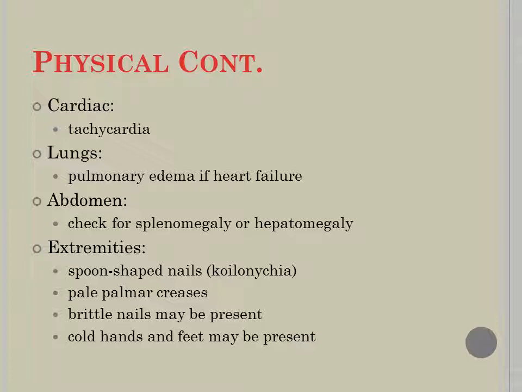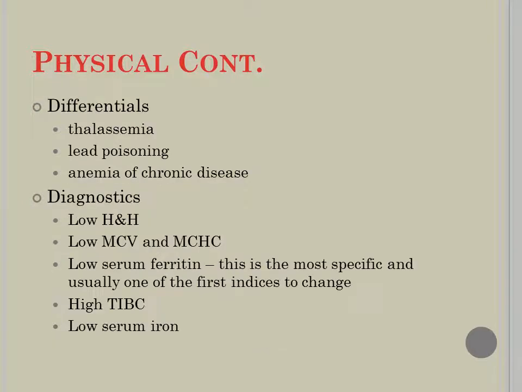Looking to see if they're tachycardic. Do they have any pulmonary edema? If they have possibility of heart failure, and that would be for somebody that has some really chronic low hemoglobin levels. Check for splenomegaly or hepatomegaly. Do they have anything going on in the abdomen? Do they have spoon-shaped nails, which is very common in people who have iron deficiency anemia? What about the creases of their palm? Do they get cold hands and feet? Do they say, I feel cold all the time, or my feet feel cold all the time?